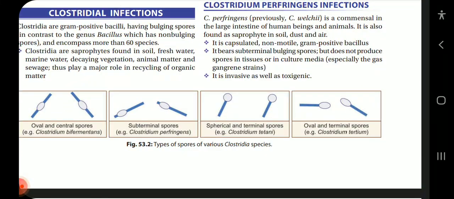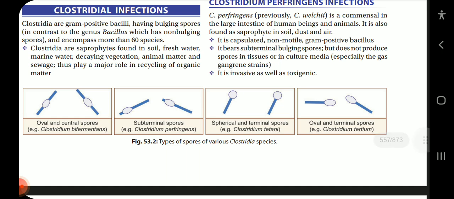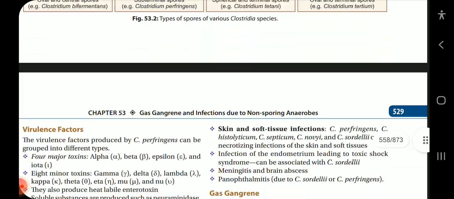Types of spores: oval and central spores of Clostridium bifermentans, subterminal spore of Clostridium perfringens, spherical and terminal spores of Clostridium tetani, and oval and terminal spores of Clostridium tertium.